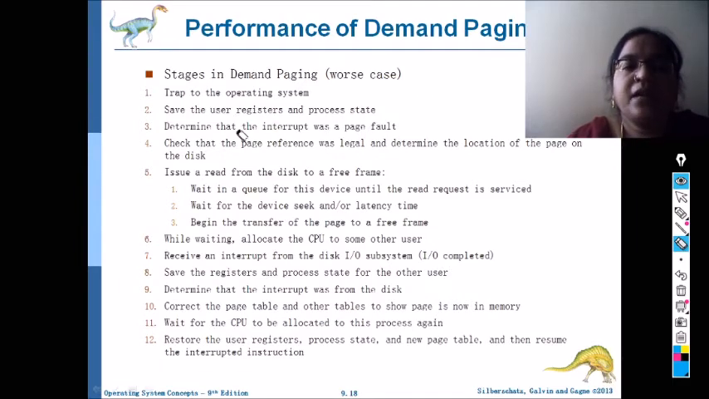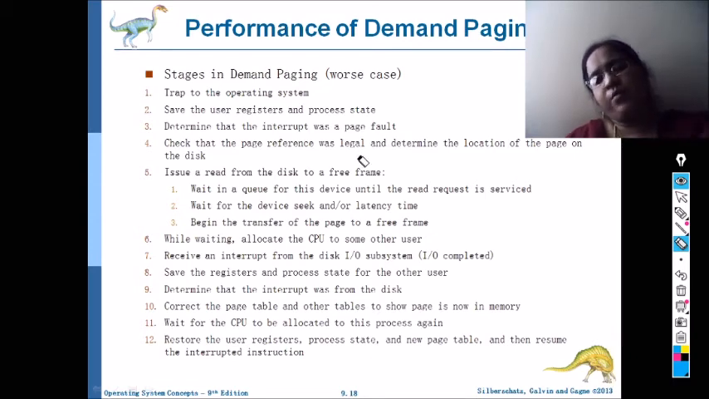Then determine that the interrupt was a page fault. If it is a trap, it is an interrupt, and that is nothing but a page fault. Now check that the page reference was legal and determine the location. You require that page, so it is legal, and you have to find out the page location on the disk.